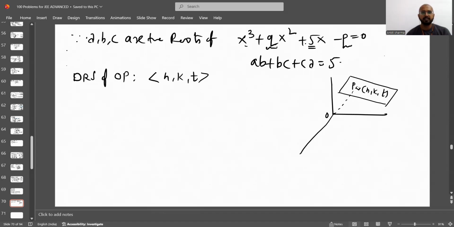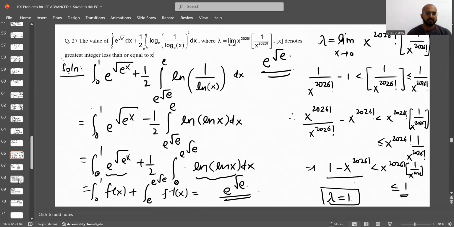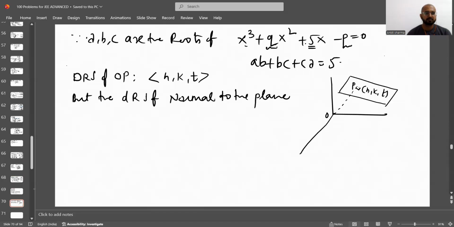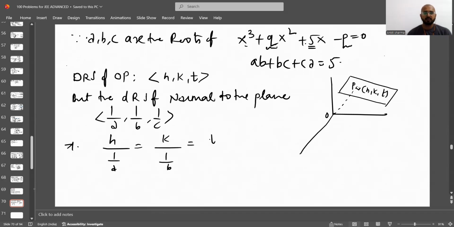H, K, and T. But we know the DRS of the plane, which is the DRS of the normal to the plane, basically. Even if you say DRS of the plane, it is understood. So the DRS of the normal to the plane is 1 over A, 1 over B, 1 over C. That means these two DRS must be in proportion, so their ratios: H over 1 over A is equal to K over 1 over B is equal to T over 1 over C, equal to some lambda.